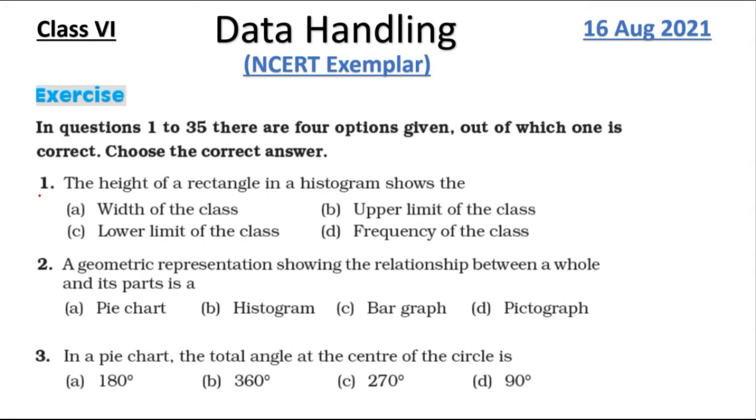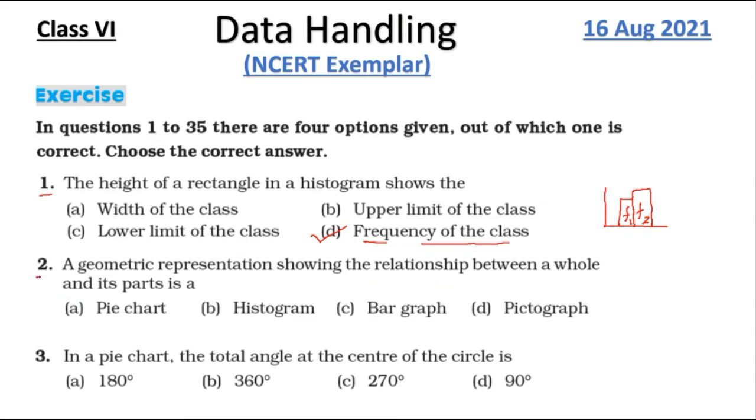Among that, first question, the height of a rectangle in a histogram shows the width of the class, the upper limit of the class, the lower limit of the class, frequency of the class. And the right answer is the frequency of the class. When we do the histogram, we have so many rectangles and these rectangles give particular frequency. If I say this is first frequency, this is second frequency, so it gives frequency of the class.